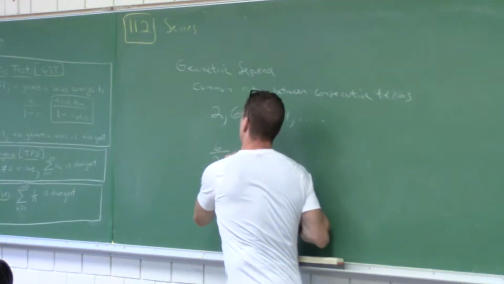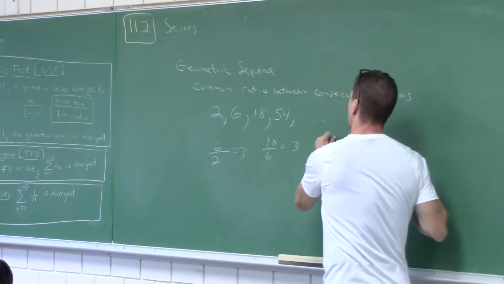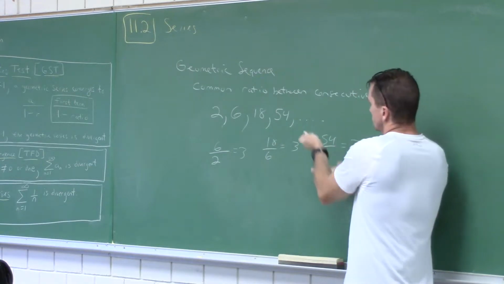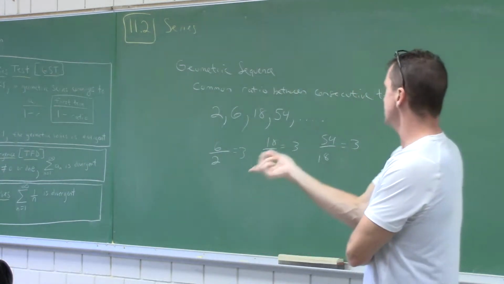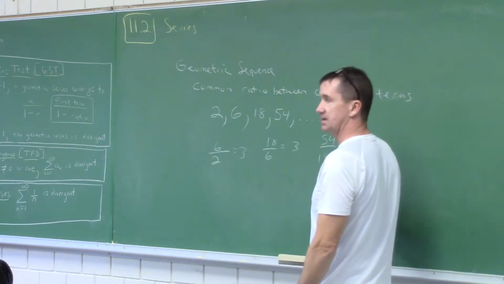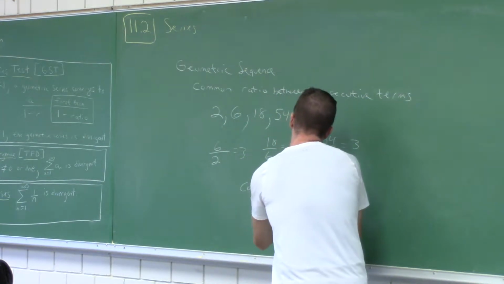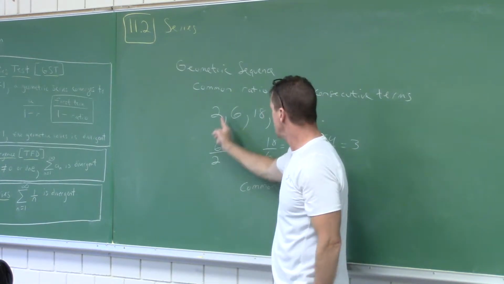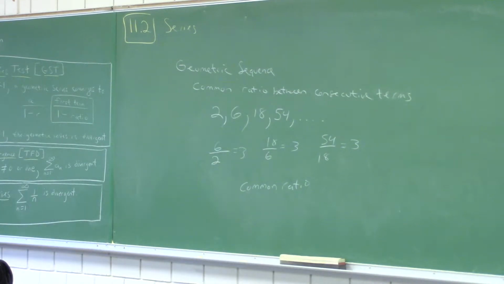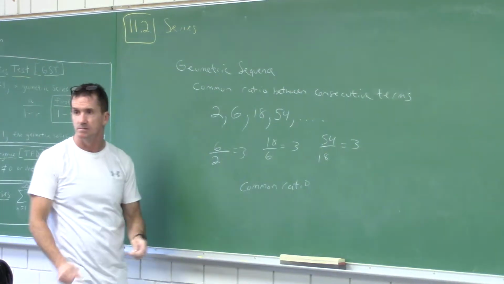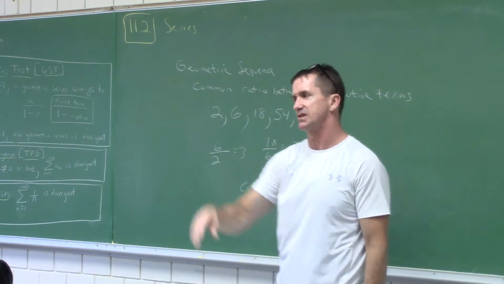Okay, what's 18 over 6? And what's 54 over 18? So for your notes, that's a geometric sequence right there. There's a common ratio between terms. What is the common ratio? The common ratio is a 3. Now, some students see this more easily and say, duh, it keeps multiplying by 3, right? That's your ratio. If you can figure out the number that keeps multiplying the previous term, that's your ratio. I multiply by 3, I multiply by 3, but it consecutively does this. That's called a geometric sequence.